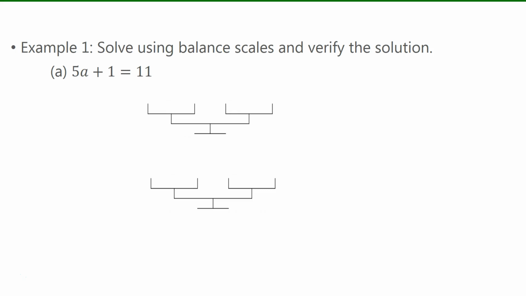Example 1, we have to solve using balance scales and then verify the solution. So we have 5a plus 1 equals 11. So we're going to use squares to represent the variable, in this case a, and circles to represent the numbers. So this represents a 1. So on my scale, I'm going to have 5 squares on the left plus 1 circle to represent 5a plus 1. And on the right, I'm going to have 11 circles.